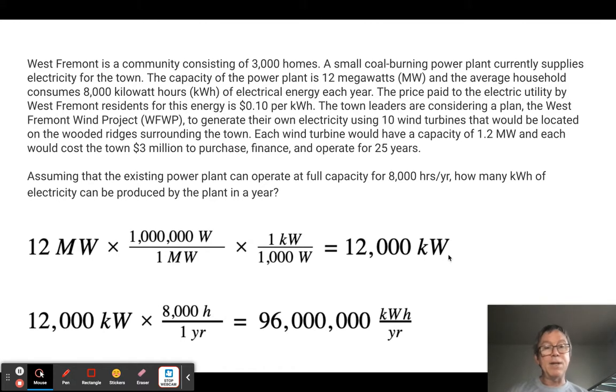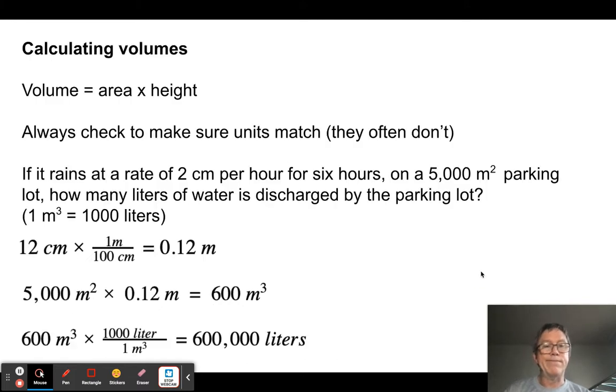Now I want to figure out how many kilowatt hours is produced in 1 year at 8,000 hours per year. So I take my number of kilowatts right here, and I multiply it by 8,000 hours per year. And you'll notice that it all comes together to give me kilowatt hours per year, which is what I was asked to come up with. And I end up with 96 million kilowatt hours per year.